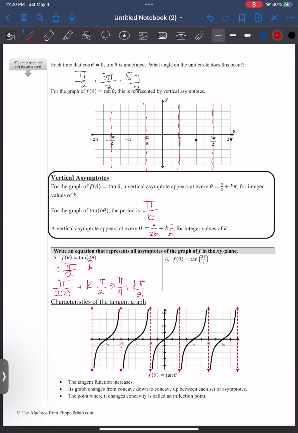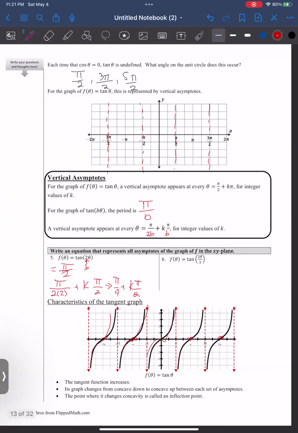So here we have characteristics of the tangent graph. As you can see, the tangent graph is like a mini graph between a bunch of vertical asymptotes, right? So the tangent function increases. Its graph changes from concave down to concave up between each set of asymptotes, right? So I'm here, down, up, down, up, down, up. The point where it changes concavity is called an inflection point. So there's always an inflection point pretty much at that 0 marker.